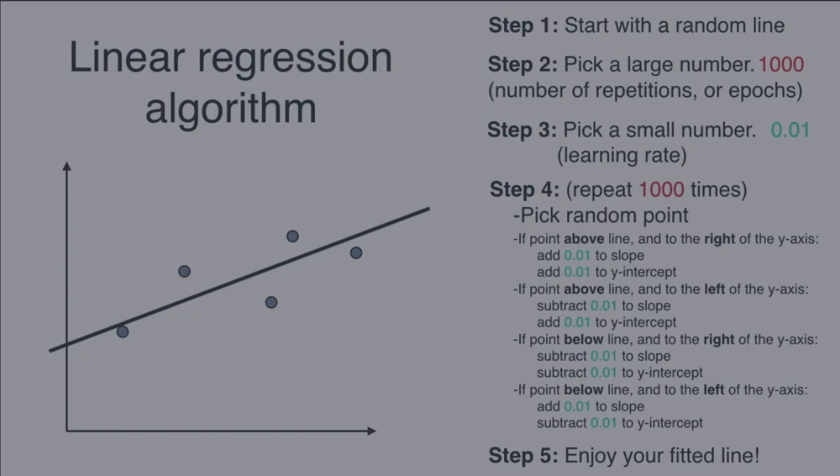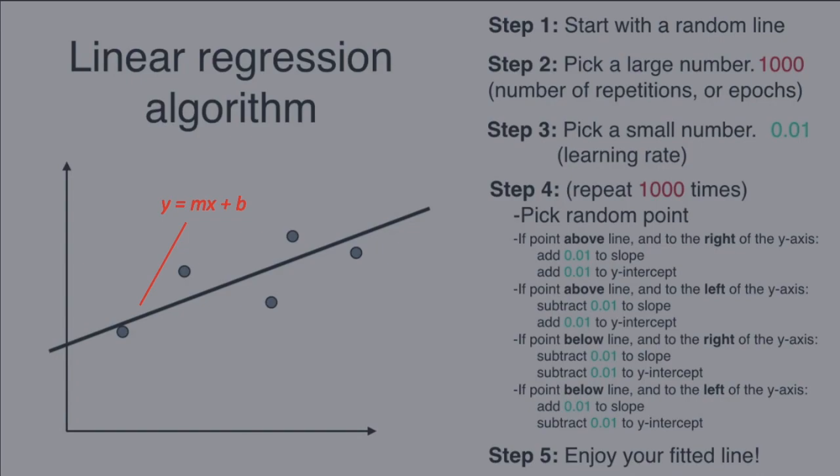For example, if the linear equation is represented by the slope-intercept form, such as y equal to mx plus b, the goal of the linear regression algorithm is to find the proper coefficients of m and b of the line of best fit.